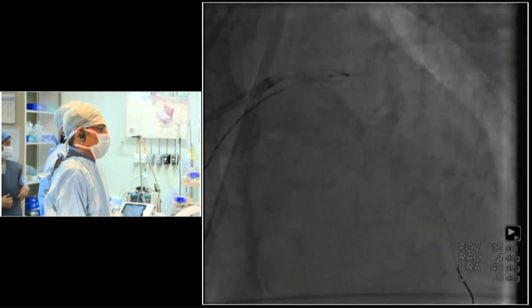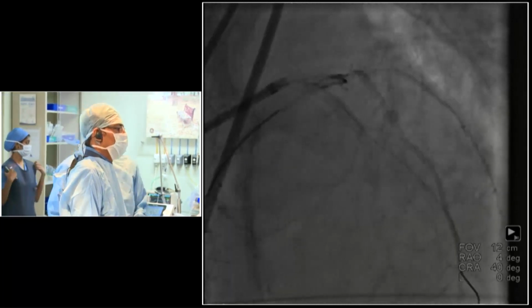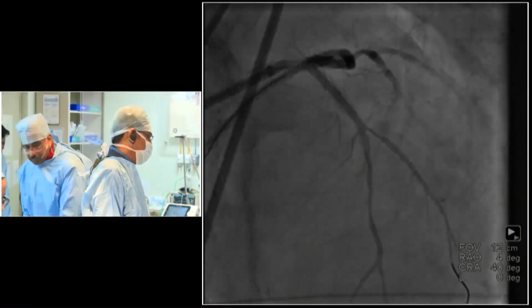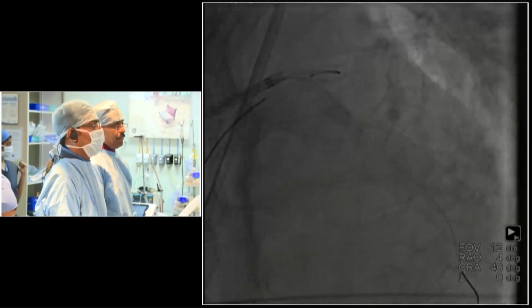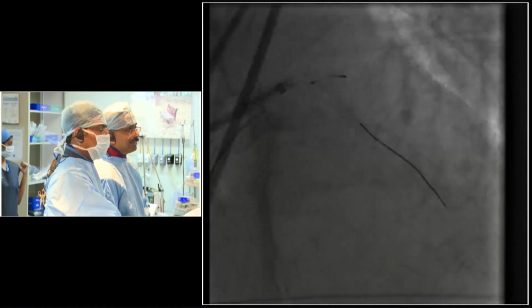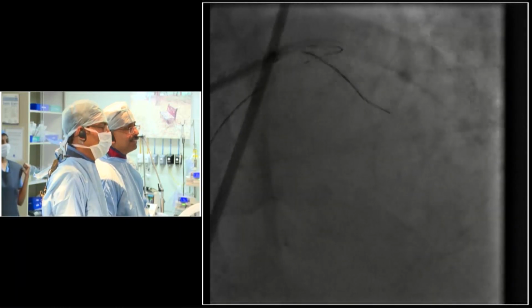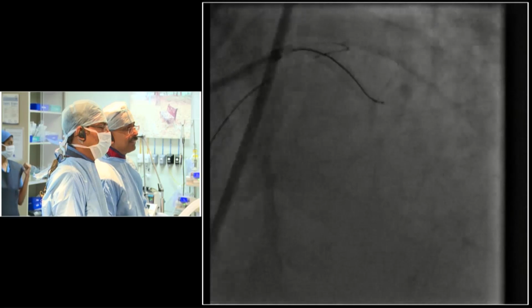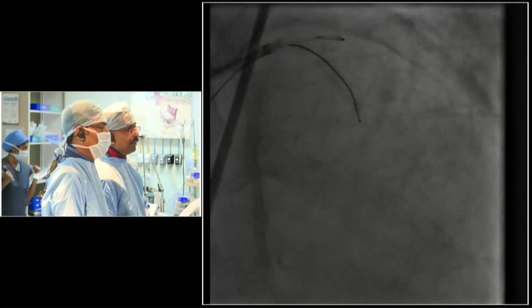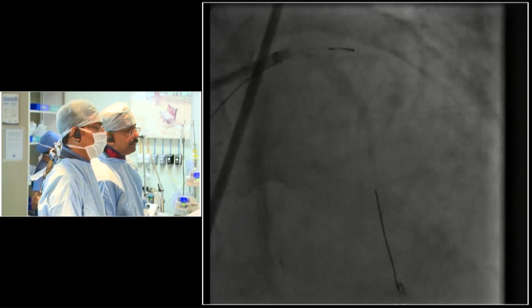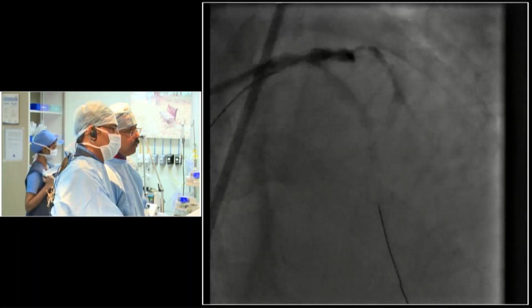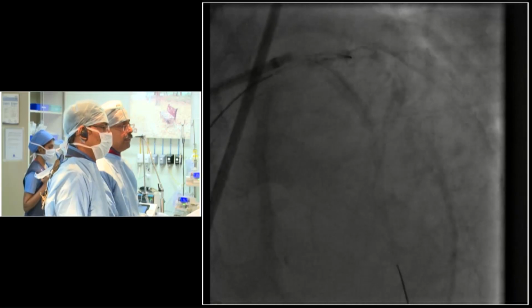The diagram. What do you think? It looks better. The wire is in the diagonal. So would you like to keep that wire and put another in the LED? Because there is a lesion in the diagonal also. I think we'll be okay with that, because I don't want to get anything into the diagonal.